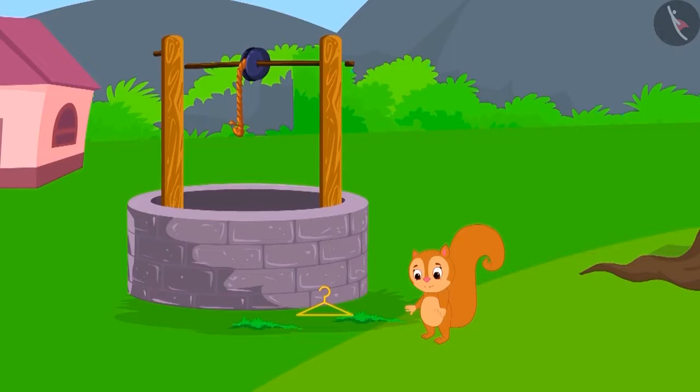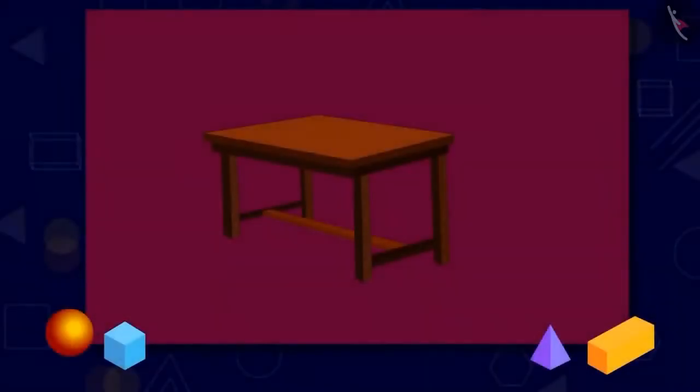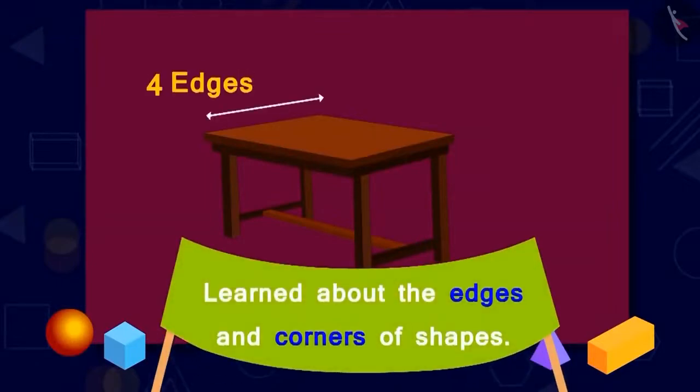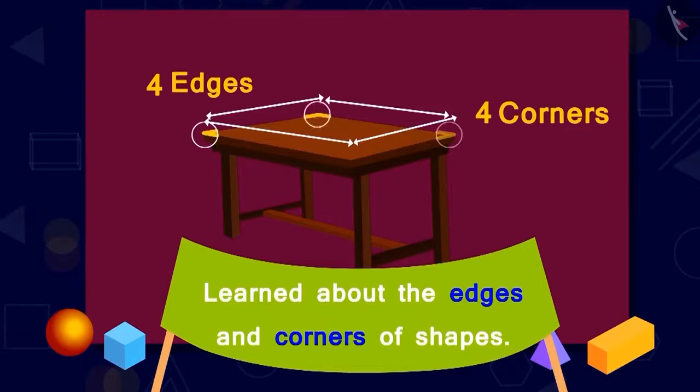Chanda closed her eyes. Seeing this, Bablu came out from behind the well and kept the walnut in front of Chanda and ran away from there. When Chanda opened her eyes and found her walnut, she started dancing with joy. Children, in this lesson, we learned about the edges and corners of shapes.